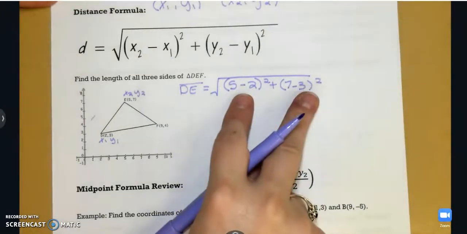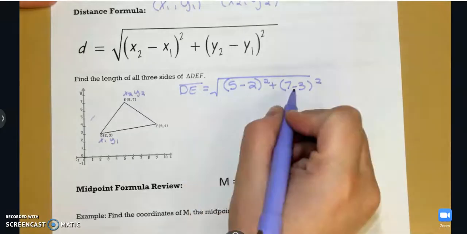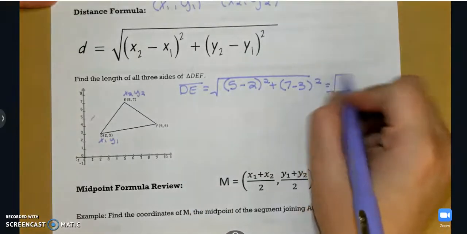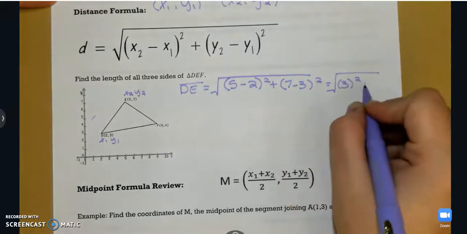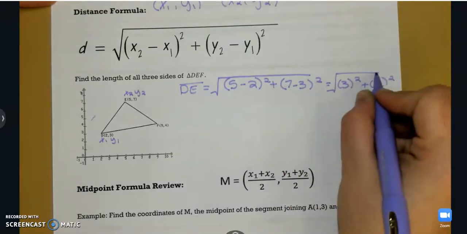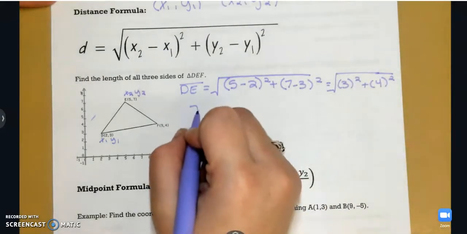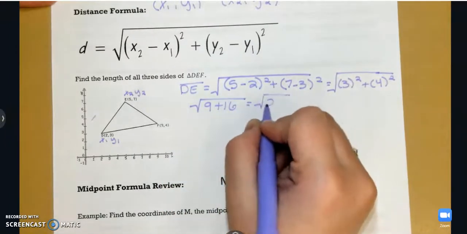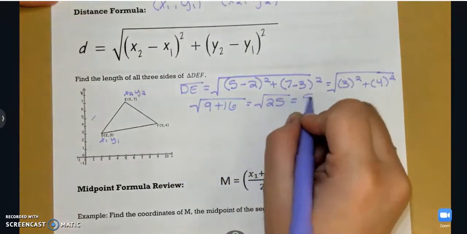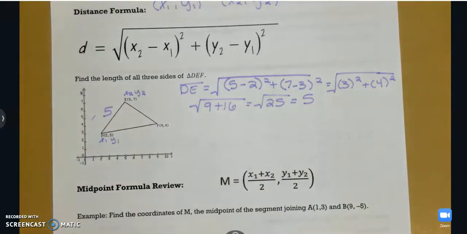Okay? So the first step is plugging in our values to the correct place. Then we're using our order of operations, PEMDAS. So we go with what's inside our parentheses first. So 5 minus 2 is 3, and 7 minus 3 is 4. So we're going to have 3 squared plus 4 squared. Now we apply our exponents. So that's going to be 9 plus 16. 9 plus 16 is 25. The square root of 25 is 5. So DE is 5. D and E are 5 apart.